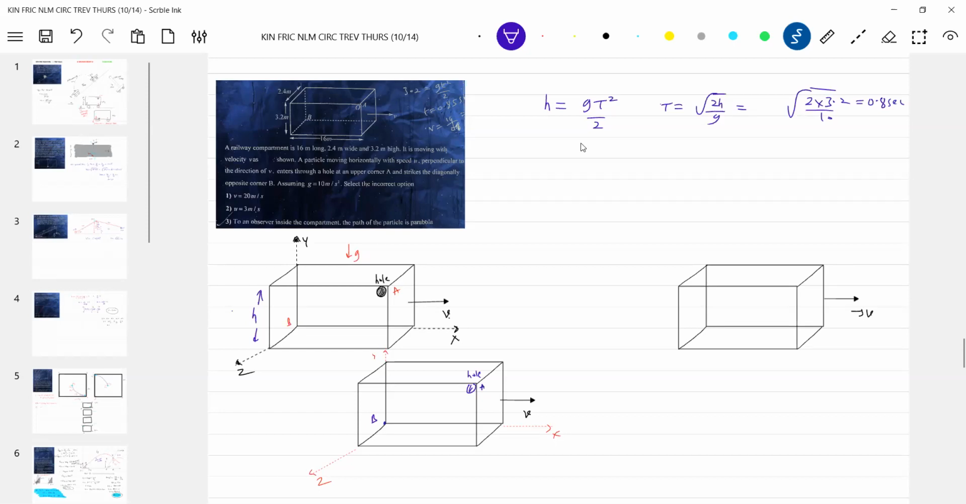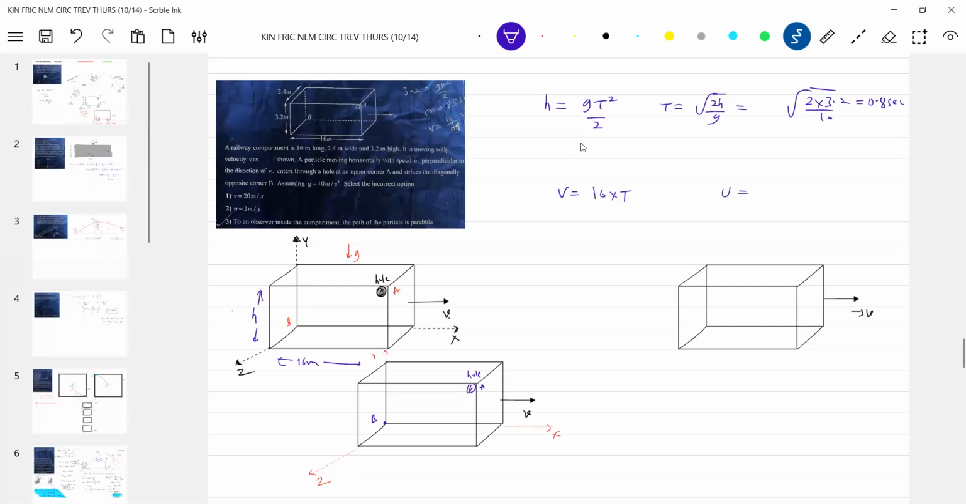He's asking what is the velocity of the train and what is the speed with which the ball will enter. So many questions are being asked. What to do after this? Equating distances. That's all. So what is the distance moved by B? It will move a distance of 16 meter. So 16 meter equals V into T.